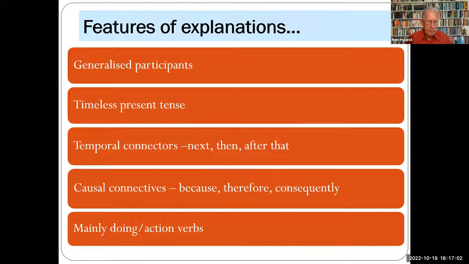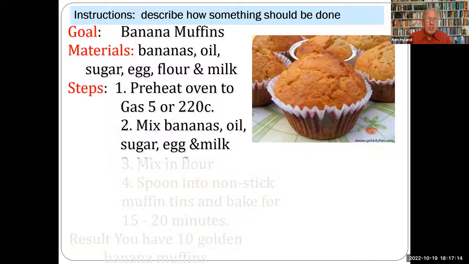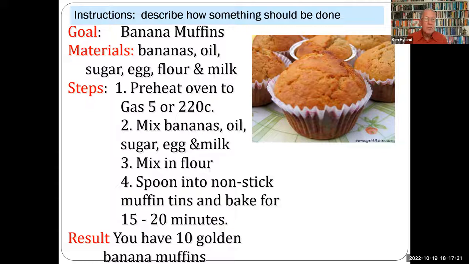Instructions, on the other hand, are written to describe how something should be done. So they usually consist of a statement about what's to be achieved, so how to make banana muffins. Then there's a list of materials and equipment needed to achieve the goal, a series of sequence steps towards the goal, and diagrams, illustrations, and so on.